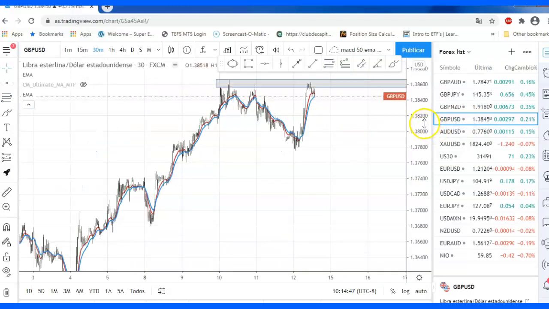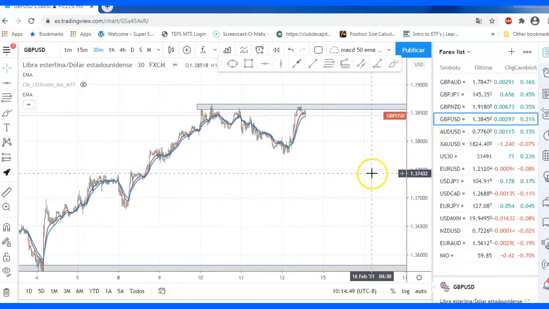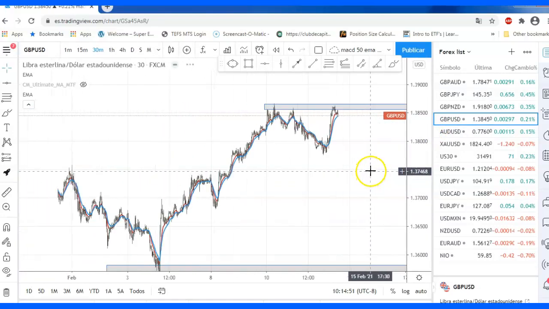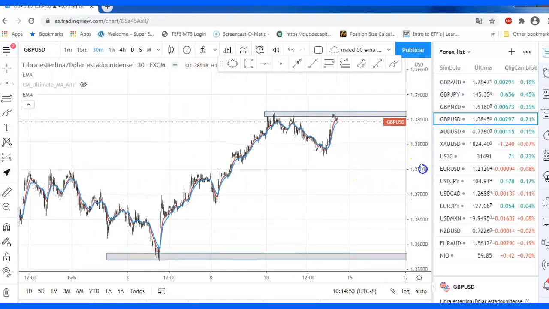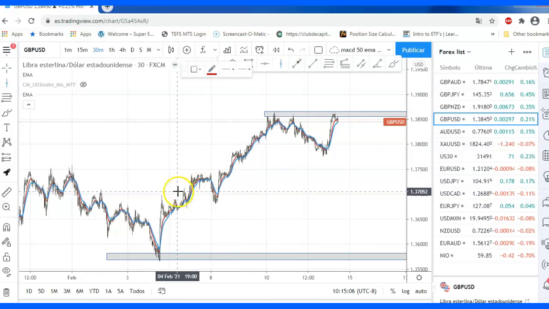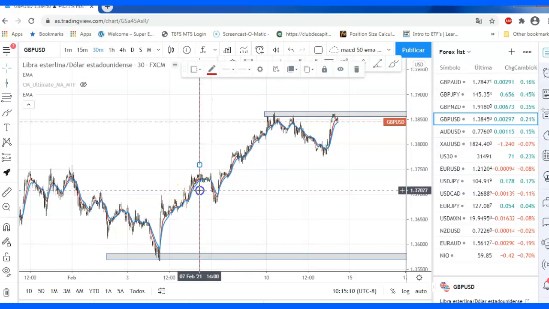GBP USD on this one. I forgot to mark this one, but we were on the 7th. We were about right here. Okay, this one we had a top right here. That's what happened. Let me mark Sunday right here, the 7th. We were about this area.